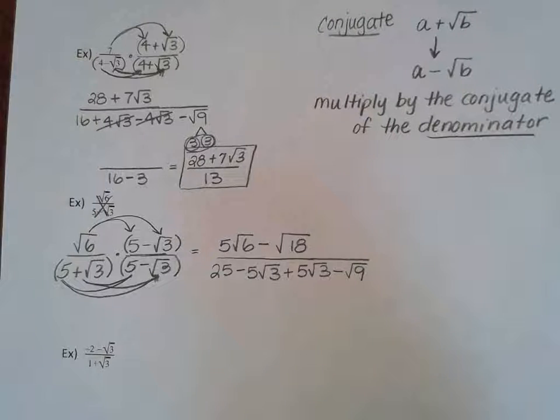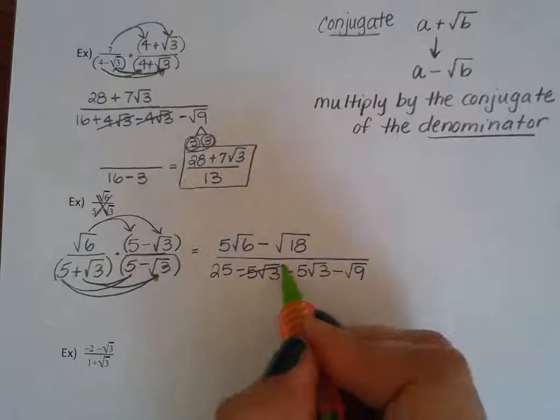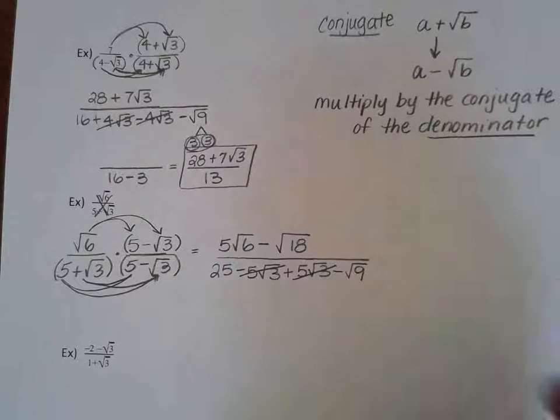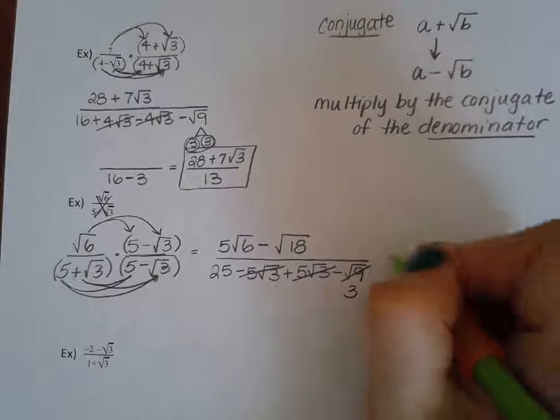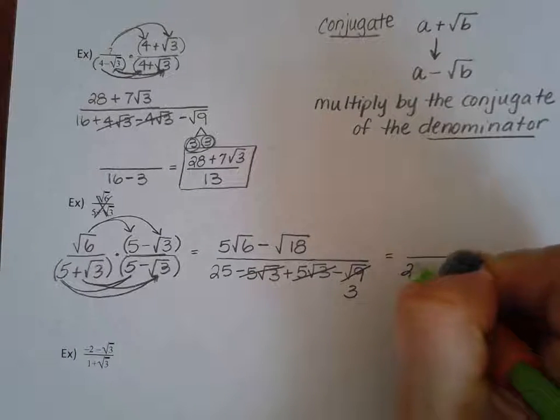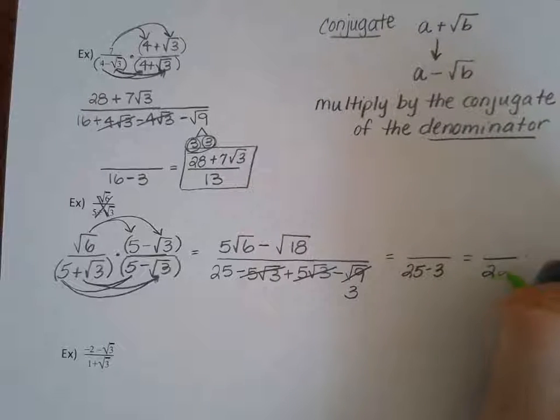So notice what happened in the middle. You got a negative 5 root 3 and you have a positive 5 root 3. So those are going to go. They cancel. We know the square root of 9 is 3. And so this is going to be 25 minus 3, which is really just 22.